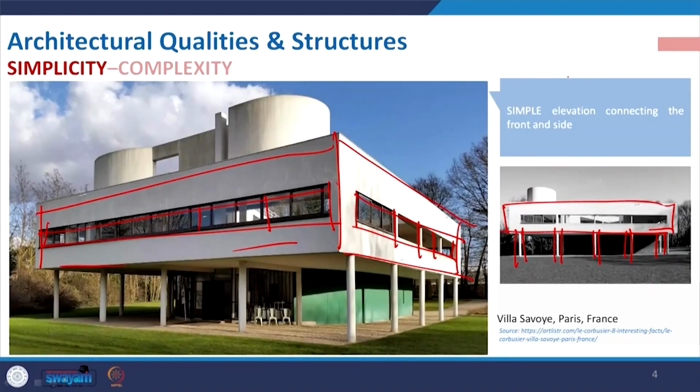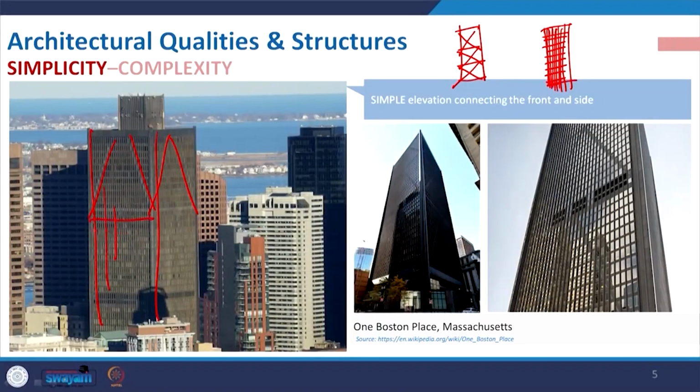This is one example, not a very high rise structure. This is a 2-story structure, where you maintain the simplicity in the quality with a similar kind of elevational treatment from the front and from all the sides. Now, here what we have seen is that this is a high rise building, but also with vertical and horizontal lines, it is creating the simplicity quality of the architecture.